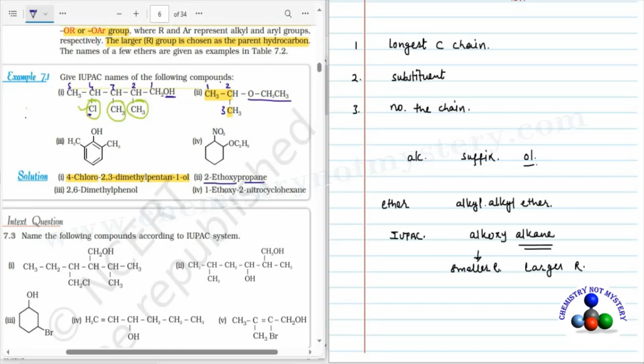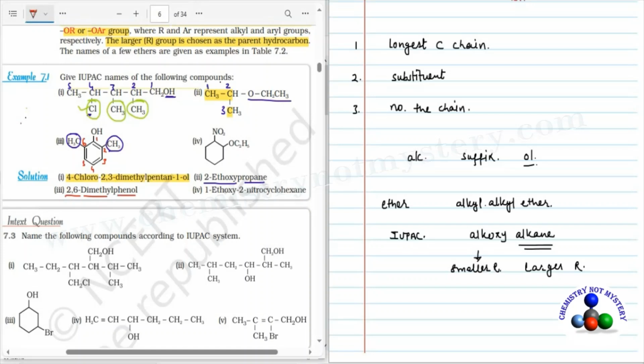Now come to the next question. Here this is benzene to which OH is bonded, means this is phenol. So this is phenol and on one side a CH3 substituent is there and on the other side also a CH3 substituent is there. So first of all you have to number this chain starting from the OH. So this is 1, 2, 3, 4, 5 and 6. So the name of this molecule will be 2,6-dimethyl phenol.